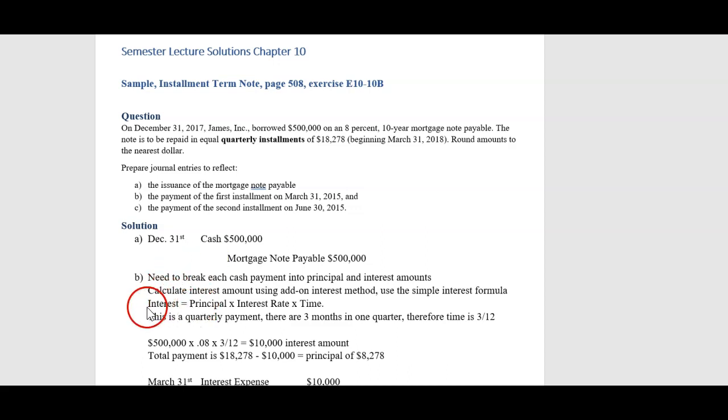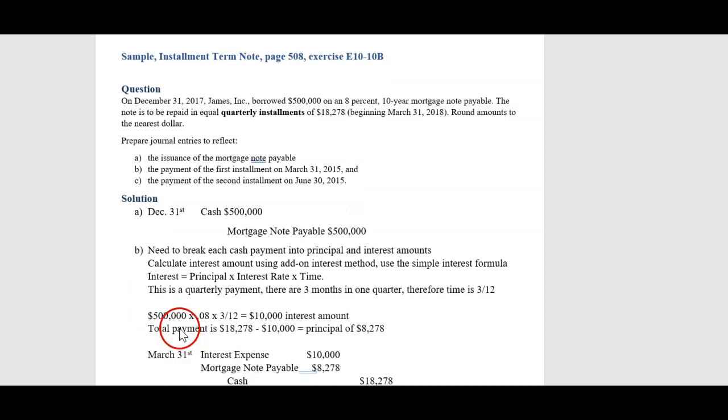Now we come down to the first month. To record the payment, what we're going to need is break it down into the part of it that's interest and the part of it that's going to principal. So how we do that is we take our principal balance, and at the very beginning of the loan it's $500,000 because this is his first payment, so he's still got the full balance owing. We're going to multiply by the interest rate, 8%, and that was given to us in the problem.